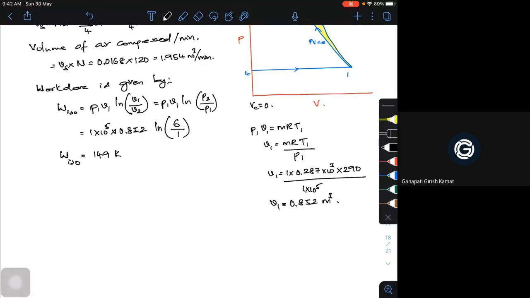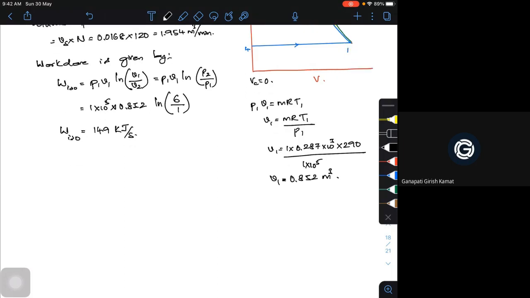So this is your isothermal work. Kilojoules per second, whatever it may be, I can write. So mass flow rate is 1 kg per second, multiply it, I'll get the power. So this is so many kilojoules per second. Now similarly, what is your case 2? So here let me find the mean effective pressure for the isothermal process.